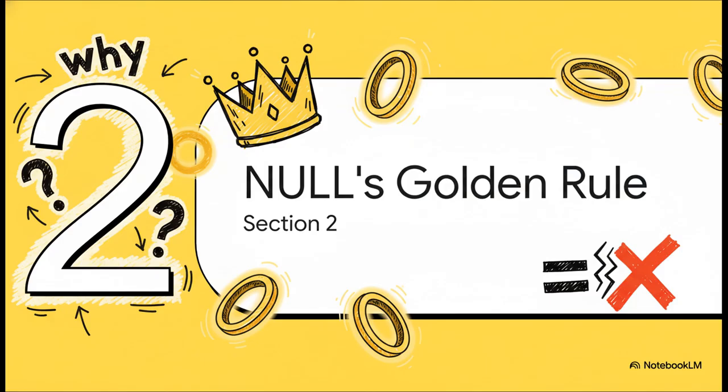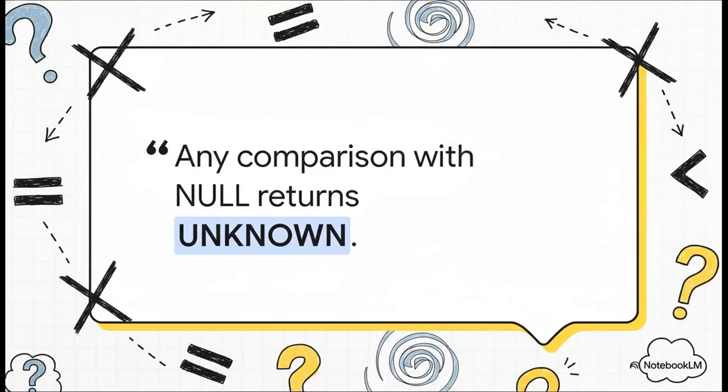To really get that, we need to learn about null's one simple golden rule. This is it. This is the single most important idea you need to grasp about null. Anytime you try to compare something, and I mean anything, to null using operators like equals or greater than or less than, the answer isn't true and it isn't false. The answer is always unknown.